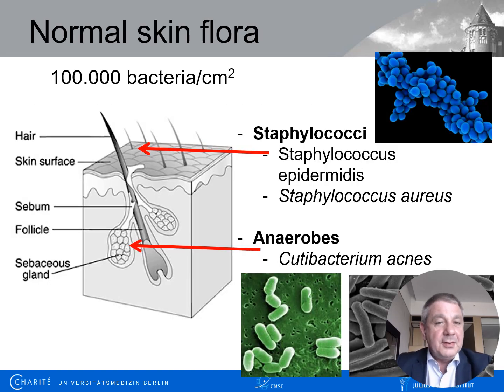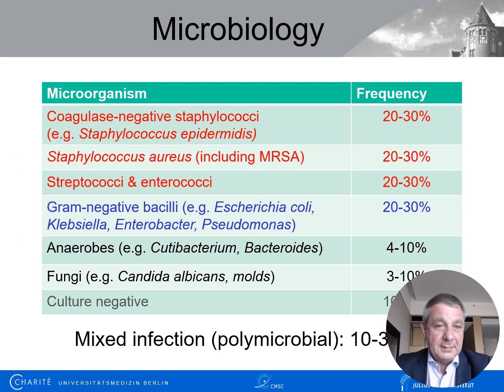The typical bacteria for the low-grade infections are those from the normal skin flora, such as Staphylococci and Cutibacterium acnes. Other bacteria which we expect are Staphylococcus aureus, Streptococci and Enterococci, and gram-negative bacteria. Notably, also Candida can produce a biofilm, and often we have also culture-negative infections, which needs the same treatment concept as culture-positive infections.